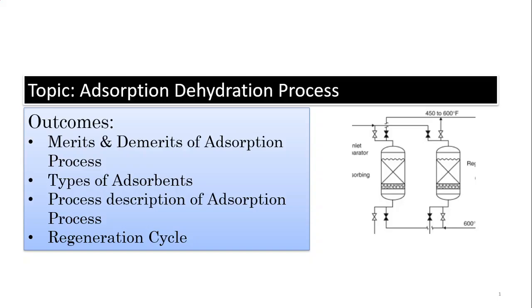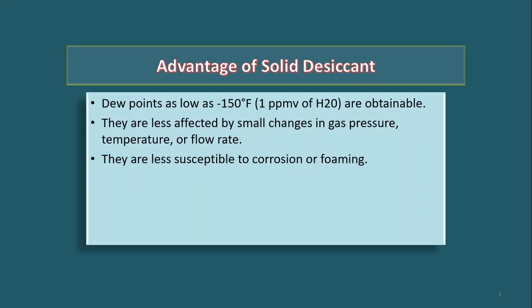In this video, we are going to discuss the adsorption process used for the dehydration of natural gas. Adsorption is basically the solid desiccant process. What are the advantages of the solid desiccant process over the liquid desiccant, that is the absorption process? The first one: we can go for a dew point as low as minus 150 degrees Fahrenheit, and normally it is not achievable in the liquid desiccant process.